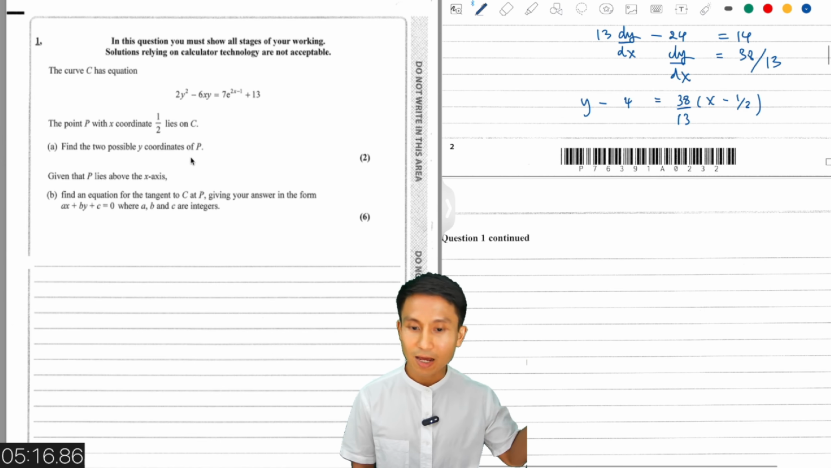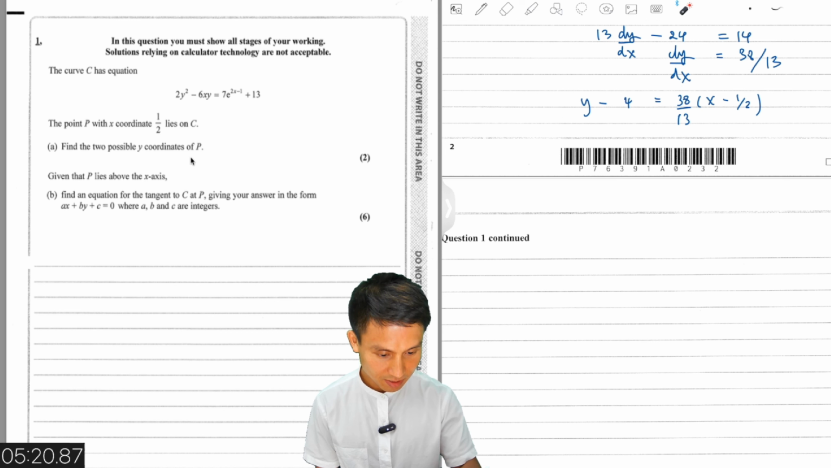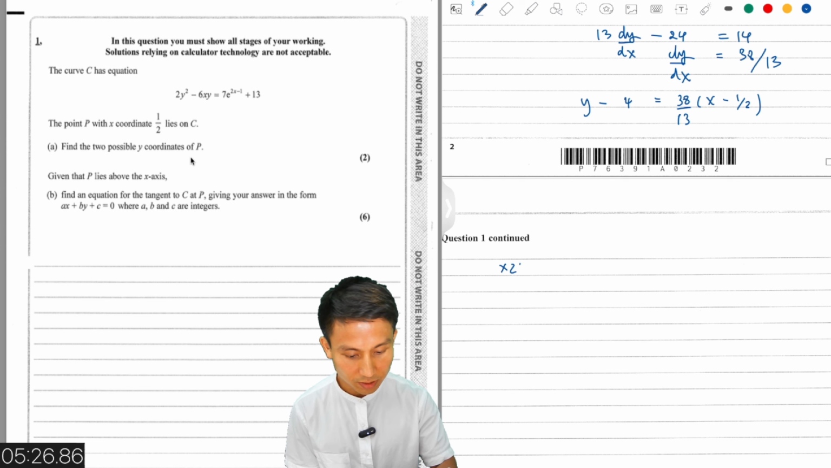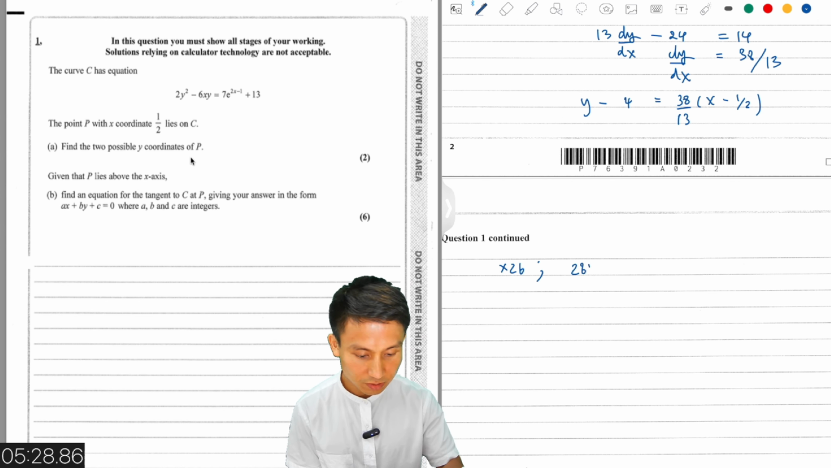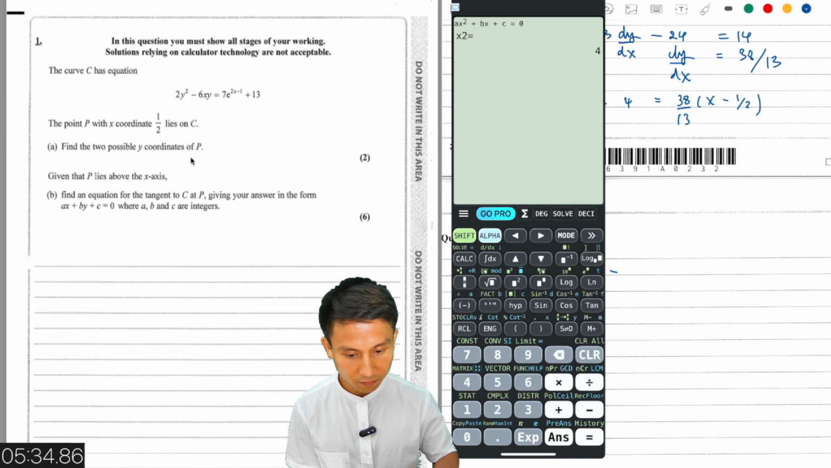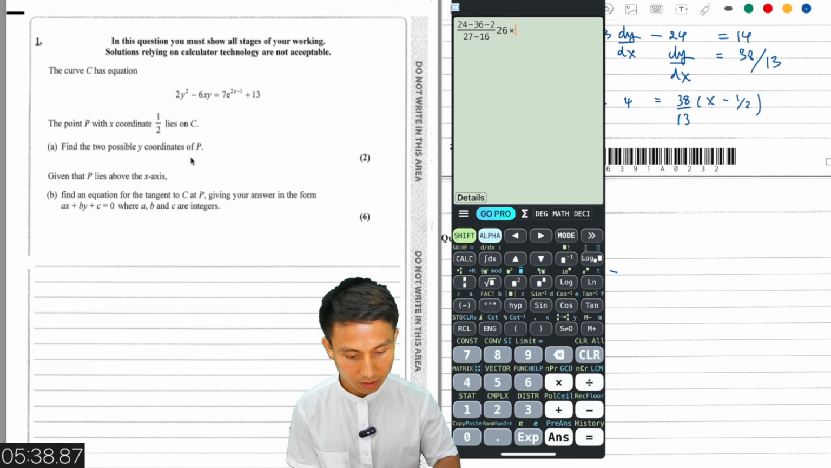I'm going to multiply everything by 26 because it's the lowest common multiple between 13 and 2. If you multiply across by 26, we get 26y there. 26y minus, what's 26 times 4? Well, let's get out that mode first. 26 times 4 is 104.